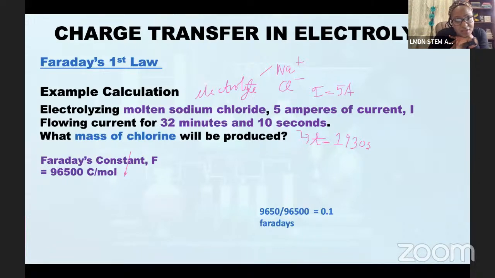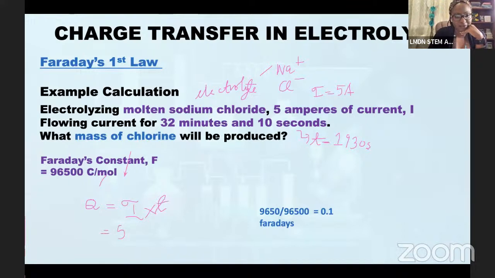Okay, let's try this again. All right. So Q, right? Q is equal to I times T. So can somebody calculate that Q again for me real quick? Put that in the calculator and tell me what that Q is.